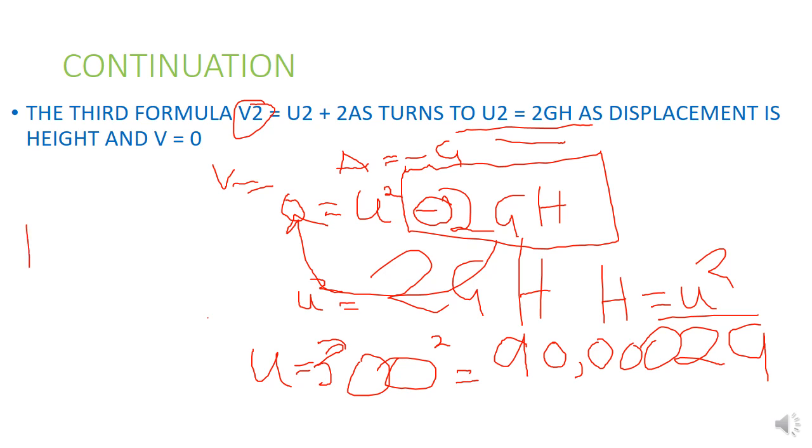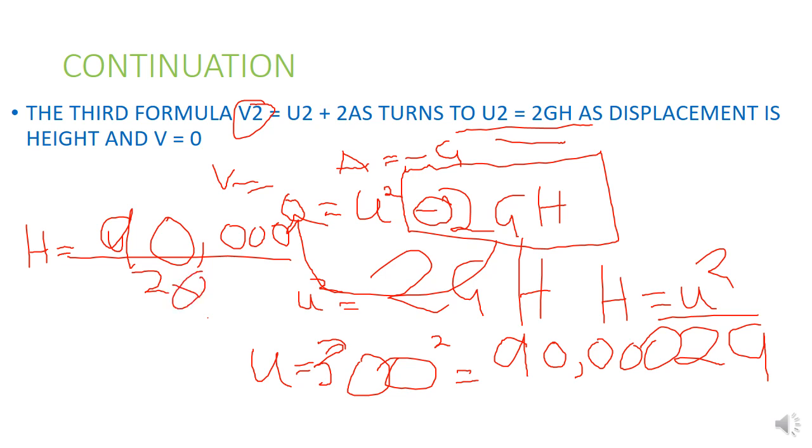So the height which will be covered in this case will be equal to u squared, which is 90,000, divided by 2g, 2 times 10, or 20 in this case. So divide by zeros on both sides. 9,000 divided by 2 is 4,500. So the height which will be covered in this case is 4,500 meters by the body.